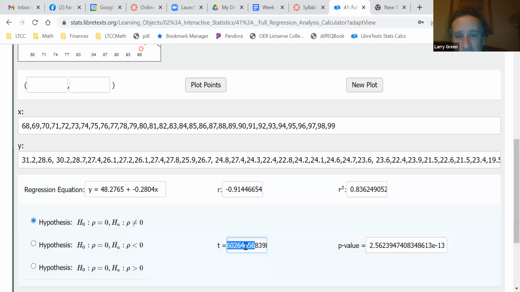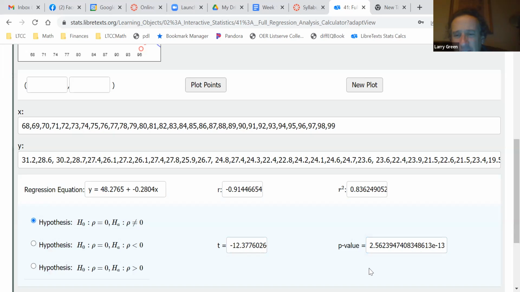I'm not going to do this immediately, but there's a test statistic and there's a p-value. And it turns out the test statistic is the same t that we had in chapters 9 and 10. It's that same distribution. Kind of looks somewhat normal, but not quite. Okay, and we have a p-value.